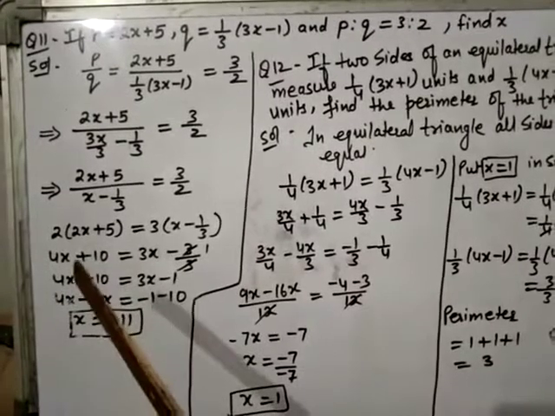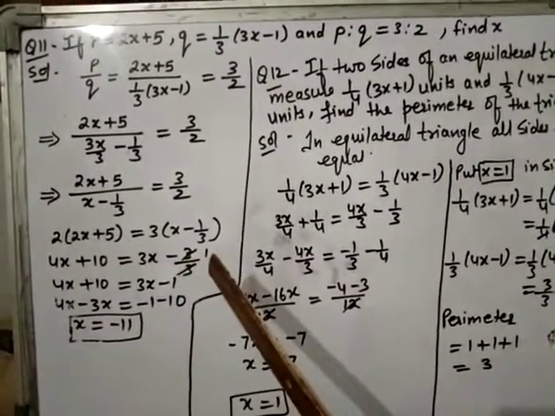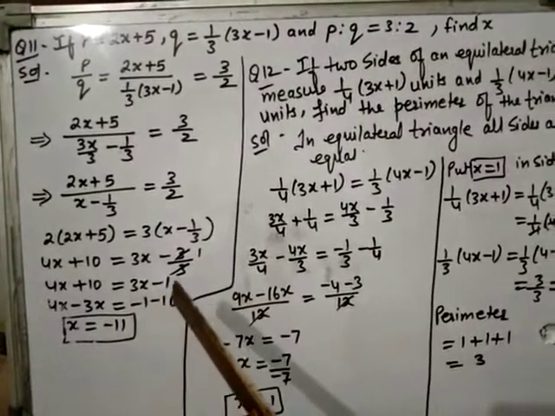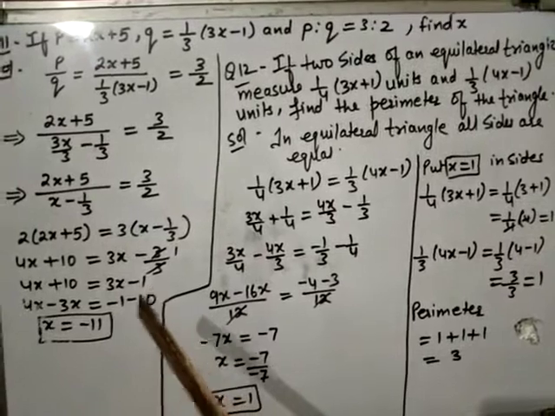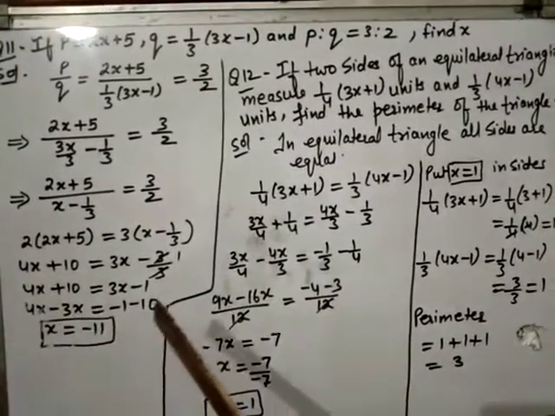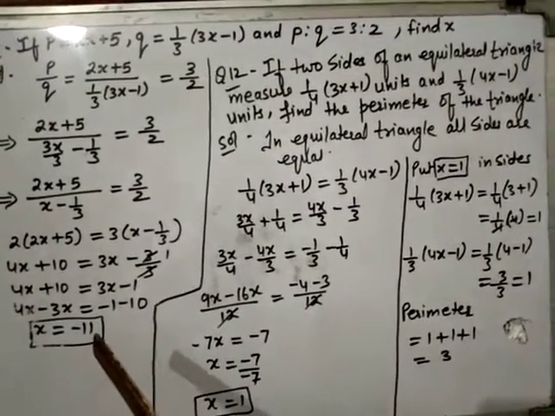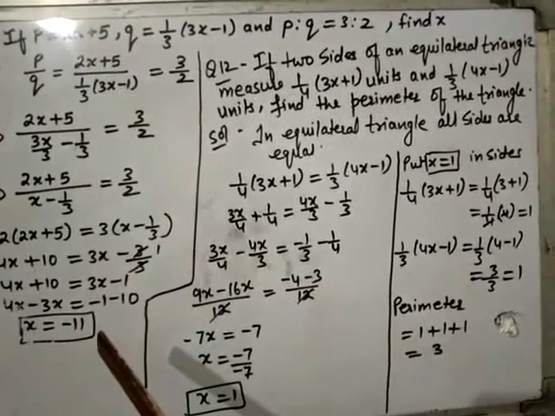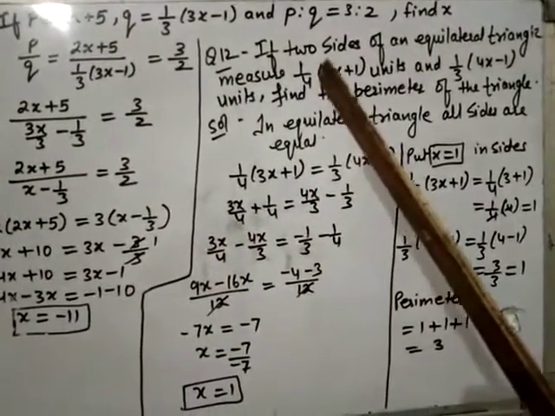2 into 2x is 4x plus 10 equal to 3x minus 3 upon 3 which is 1. 4x plus 10 equal to 3x minus 1. 4x minus 3 equal to 3x. 4x minus 3 equal to minus 1 minus 10. Variable on one side, constant on another side. So what we are getting? We are getting the value of x equal to minus 11. Clear student? Now next question of this exercise.